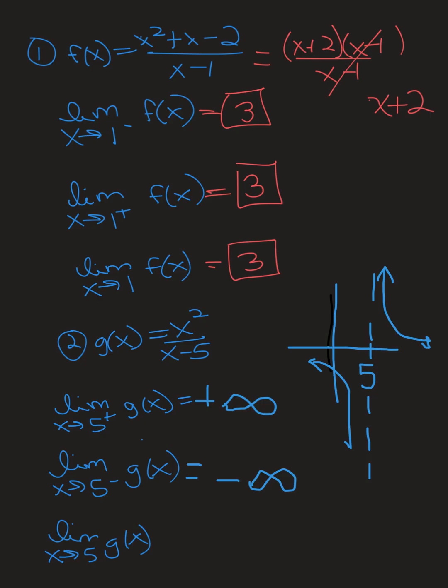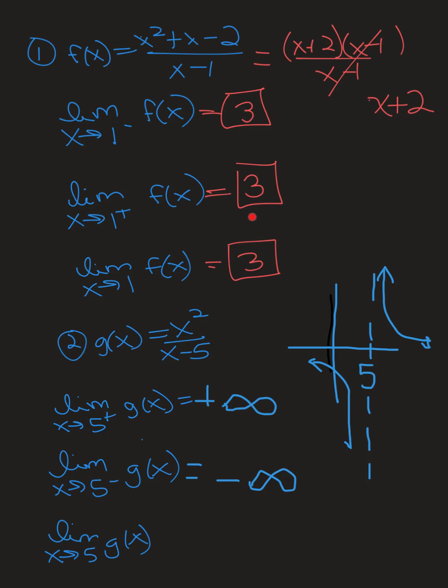And then for the very last piece, remember when we're looking for this limit, I've said it a couple times here, but if the limit from the right is not equal to the limit from the left, then the limit as x approaches that value does not exist. So remember, up here, the limit from the left was equal to 3. The limit from the right was equal to 3.